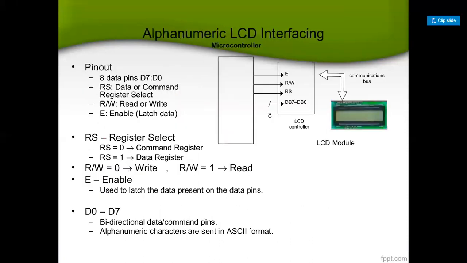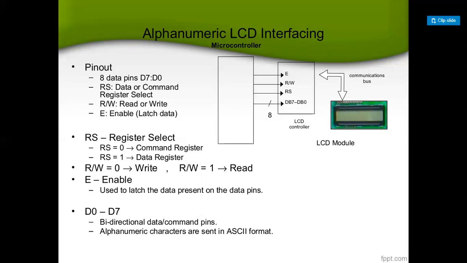Next is the alphanumeric LCD display pin out. RS is the register select. D0 to D7 are bidirectional data and command pins. See, this pin out has 8 data pins, D0 to D7. RS is the data or command register select. RW is read and write. E is enable. RS is 0 for command register and 1 for data register. RW is 0 for write, and when RW is 1, then read. E is enable, which is used to latch the data present on the data pins, the bidirectional data pins, and alphanumeric characters are sent as ASCII code.